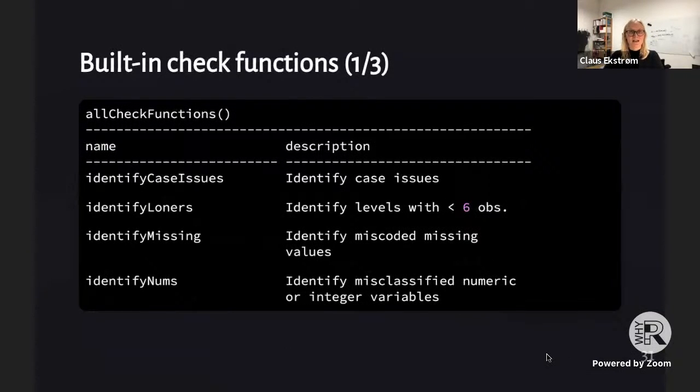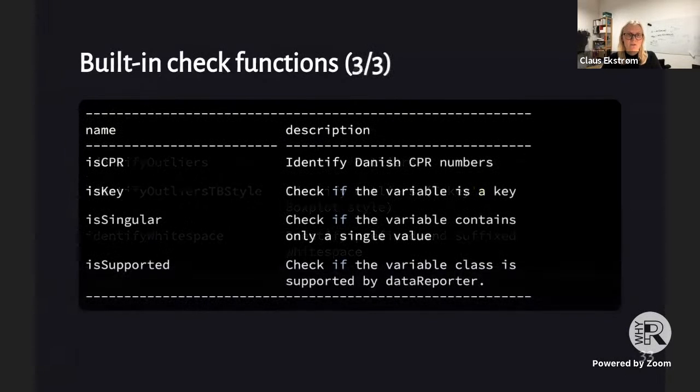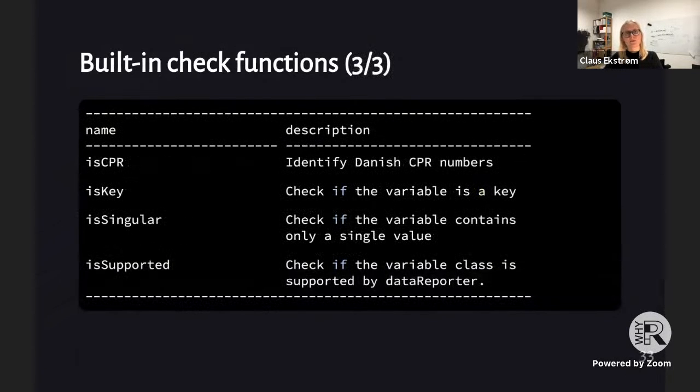Okay. In the same sense, you can also find all check functions that are available by calling the all check functions function, and then you can see what different kinds of checks are available. There are a lot of them that start with identify. Those are made for finding problematic values in your data set. So those are the ones that you include in your check step. But there are also some that start with is, and those are the ones that you use for these pre-checks. So is this variable a key? That's not looking at each of the values, but at the variable as a whole. That's a bit of a difference.